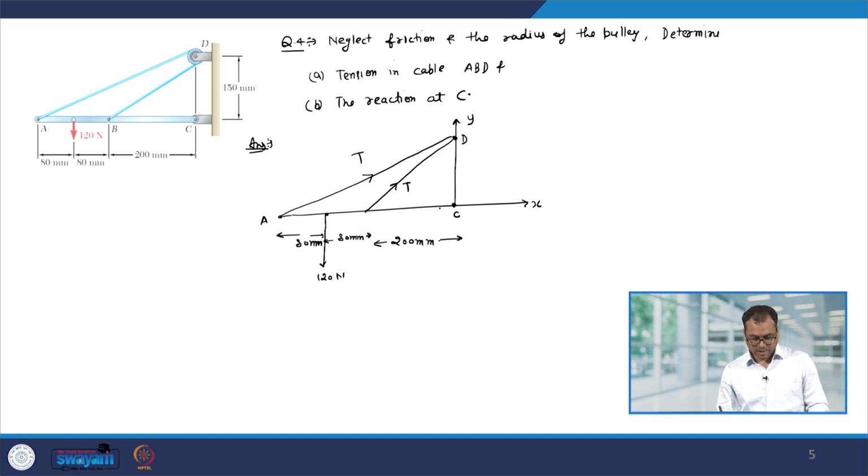Now, at C we have two forces Cx, let us say it is acting in this direction, and Cy. This is given 150 mm. Let us say this angle is theta 1 and this angle is theta 2. Now, to find out the tension T, let us calculate the moment about C, because there are two unknown forces, so they will go away.